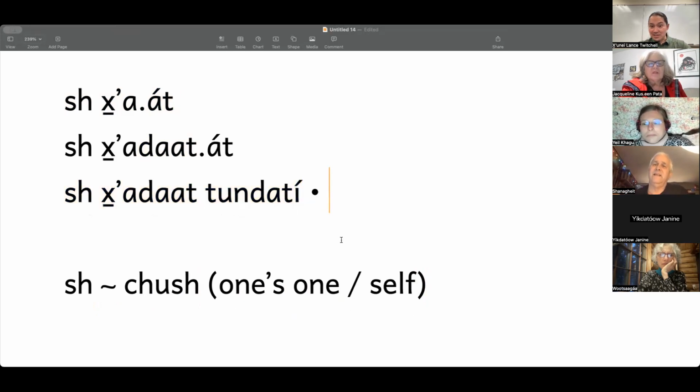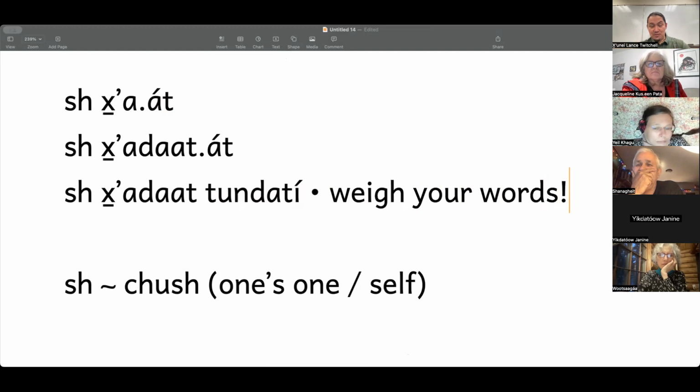And the way he translated this one, and I think these might be related, right? Just conceptually. So this one is weigh your words. So when he told us that, he's like, because once you put it out, can't put it back in, right? And so sh'adat tundati is weigh your words. Sh'adat at. These are both just different ways that I have heard of traditional foods.